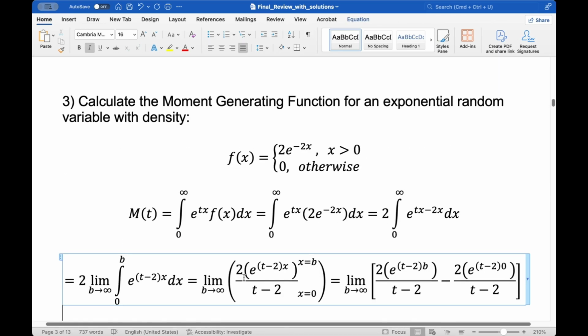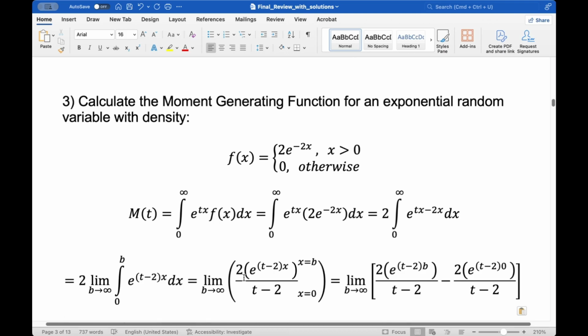All right, number 3, calculate the moment generating function, MGF, for an exponential random variable with density 2e to the negative 2x for x greater than 0. So the moment generating function, we're doing expected value of e to the tx. So we're integrating over the domain e to the tx times the density. So it's e to the tx times 2e to the minus 2x.